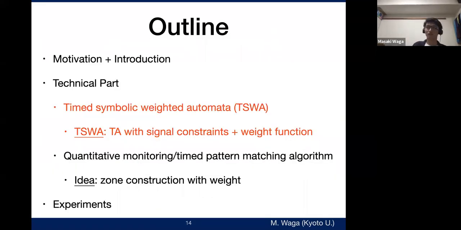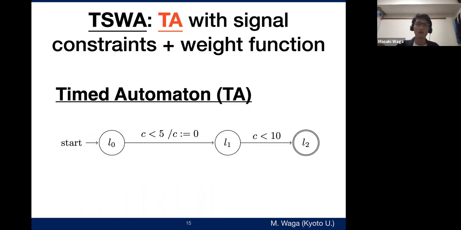Okay, so then let's move to the technical part of this talk. First, I'm going to talk about the formalism part, timed symbolic weighted automata. This is timed automata with signal constraints plus a weight function to define the quantitative semantics.